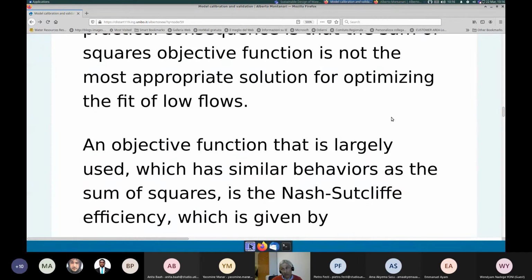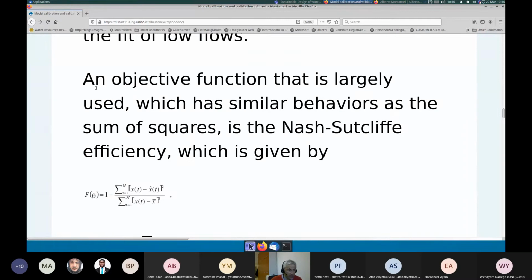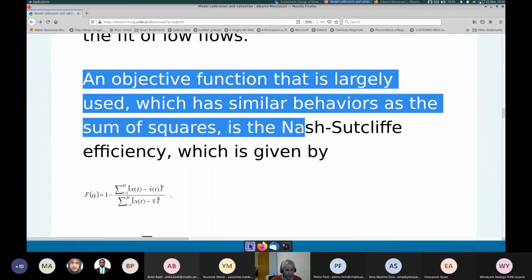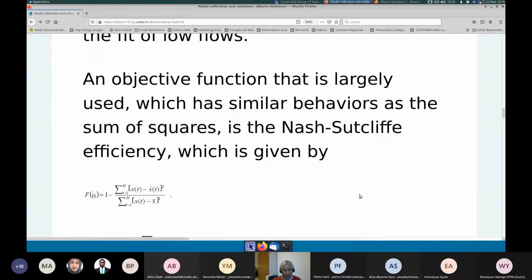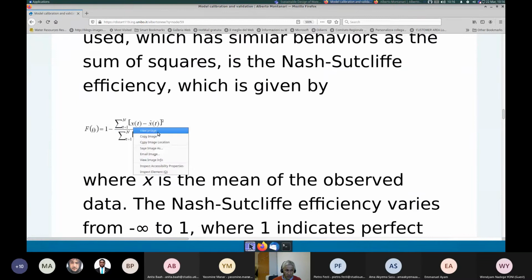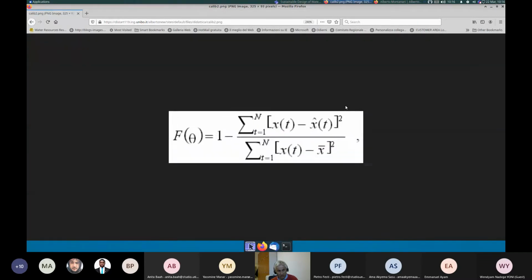Now, let me introduce a third objective function. And here it's the introduction. First, let me say that this is an objective function that has the same properties as sum of squares. By properties, I mean the fact that it emphasizes the high flows and it's well behaved in statistical terms. Let me put it on the screen and expand it.